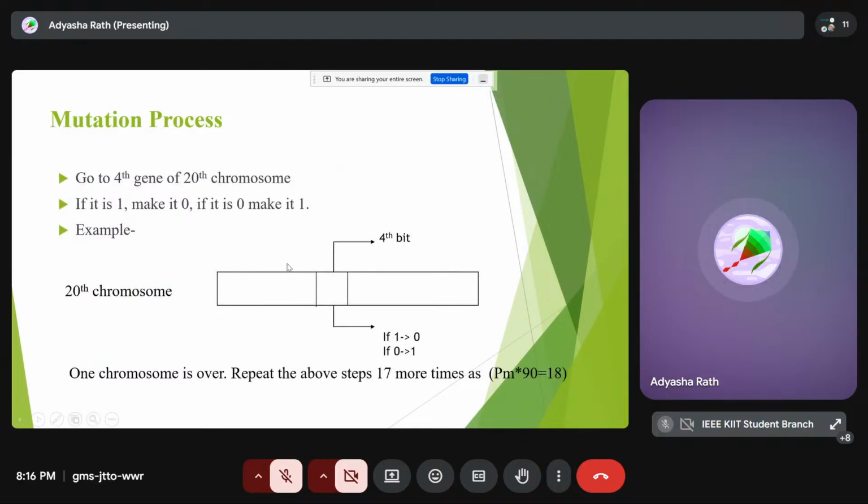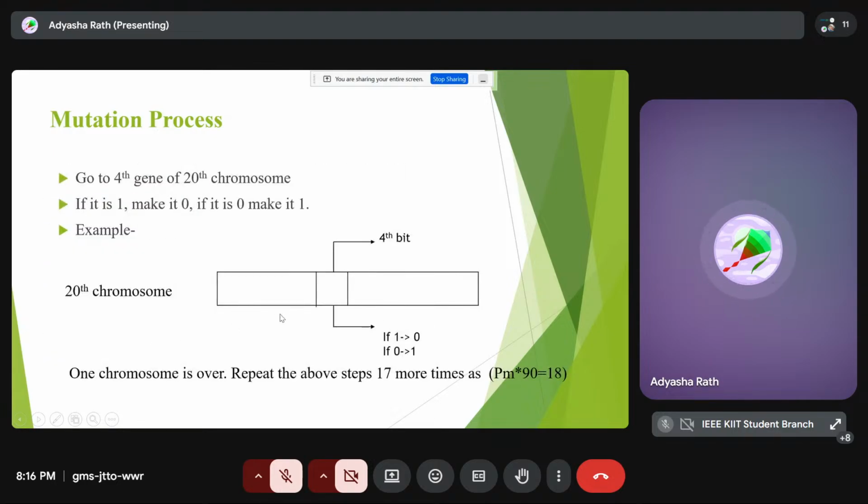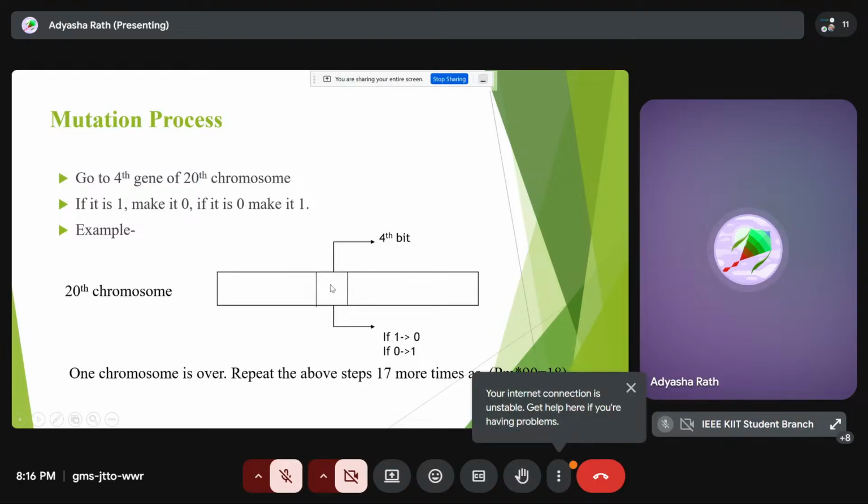So this entire part is called my chromosome. One cell is my gene. Then I jump to the 20th chromosome. After that I generate a random number, multiply with 8, and take the integer part, suppose it is 4. So the fourth part of this chromosome will be this one. If it is 1, flip into 0. If it is 0, flip into 1.